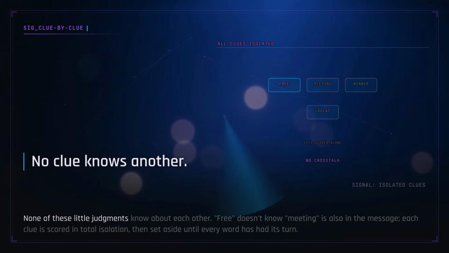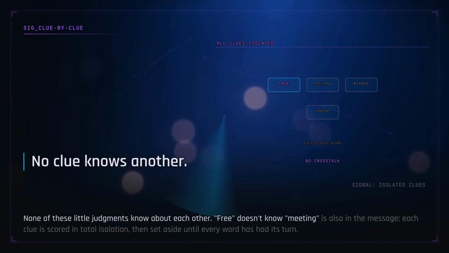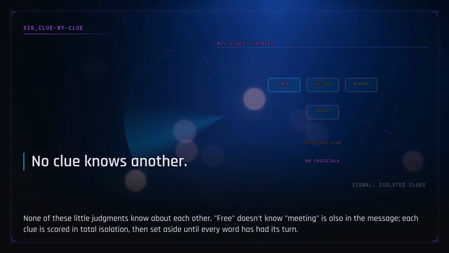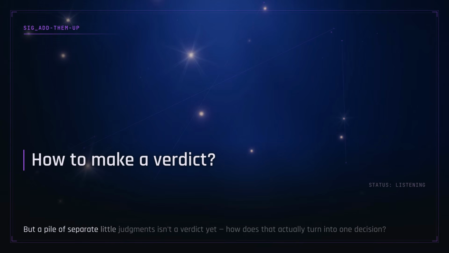None of these little judgments know about each other. "Free" doesn't know "meeting" is also in the message. Each clue is scored in total isolation, then set aside until every word has had its turn. But a pile of separate little judgments isn't a verdict yet. How does that actually turn into one decision?